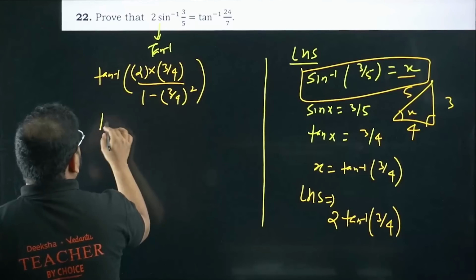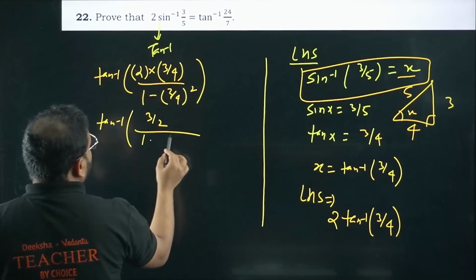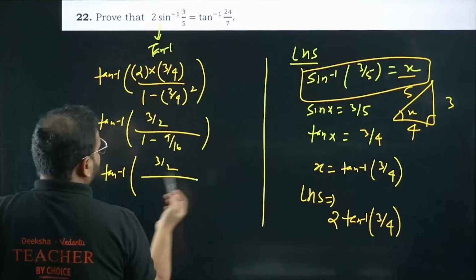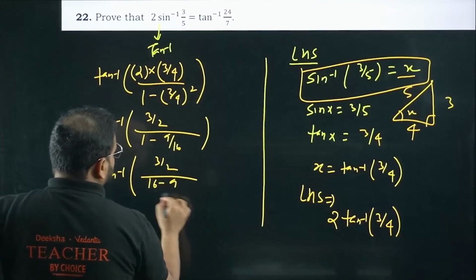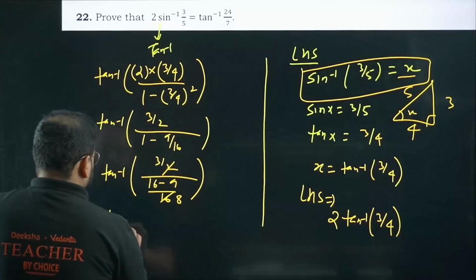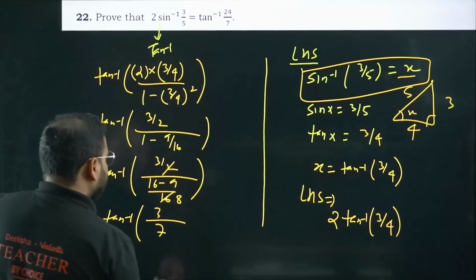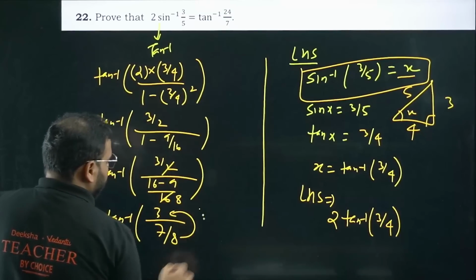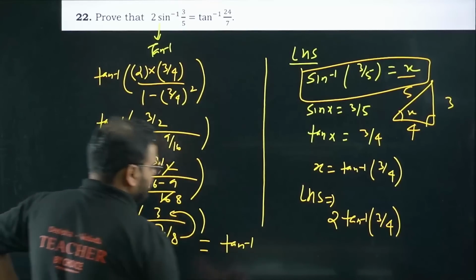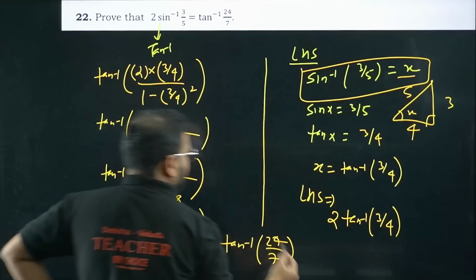What I get now, please check. Tan inverse of 3 by 2 divided by 1 minus 9 by 16. So tan inverse of 3 by 2 divided by 16 minus 9 by 16. So tan inverse of 3 by 2 divided by 7 by 16. 2 8s are 16, so this 8 will go up, and I'm going to get 8 times 3 is 24. So tan inverse of 24 by 7. Correct. Now the same thing is written over here, equals RHS.